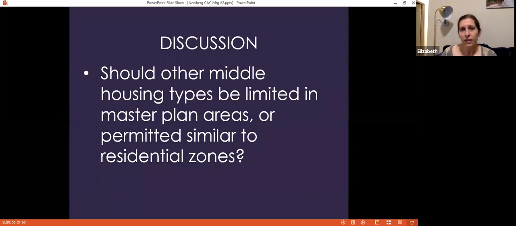So the real question here, not to put words in your mouth, is whether these housing types should be treated differently in these master plan communities or permitted more broadly, similar to the residential zones. The initial direction I heard two weeks ago was to look at them more broadly. That's certainly something we could do, but I'd be interested to get more feedback from you all on whether that adequately captures what you're thinking, or if a different approach is merited for these master plan communities.